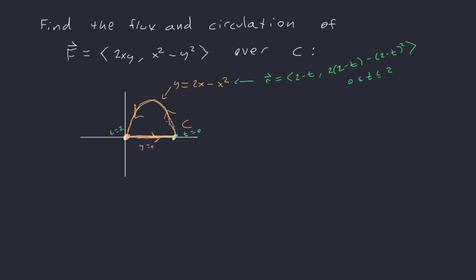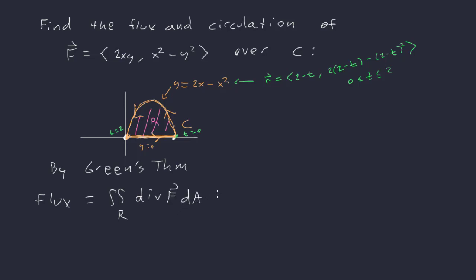If we instead use Green's theorem, we can just take the double integral over this region, and our y limits are literally just going to be 0 to 2x minus x squared. We already have the limits the way we want. So by Green's theorem, the flux is going to be the double integral over R, and flux matches divergence. So that would be the divergence of F dA.